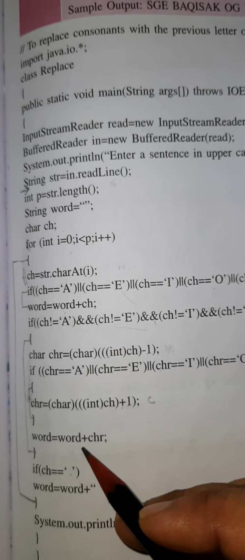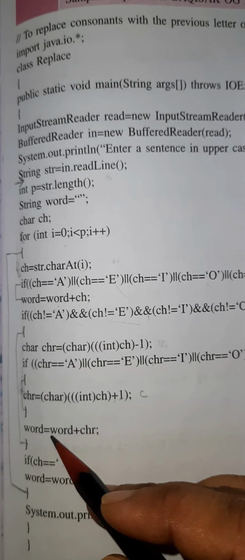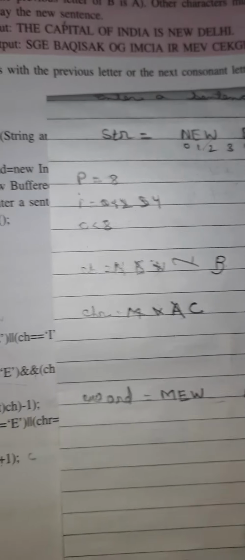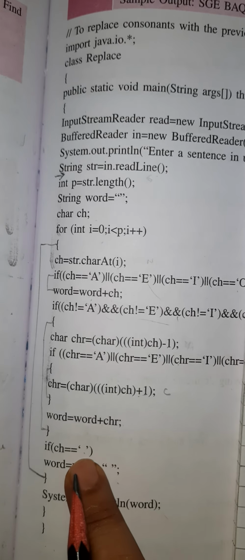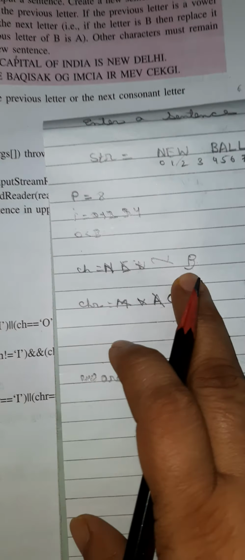So it will come out. Now here word plus CHR. So here CHR is my C, so here we will write C. Then it will come out here, it is not a space. Sorry, B, it is not a space. So it will come to this part.